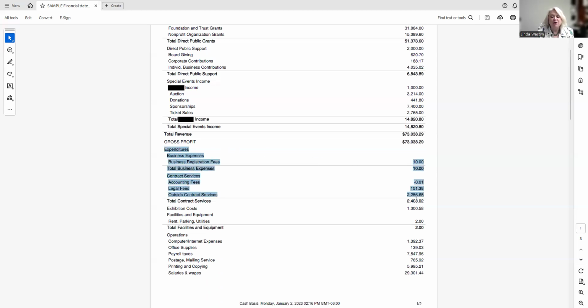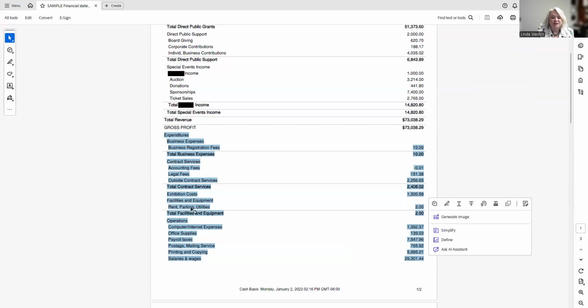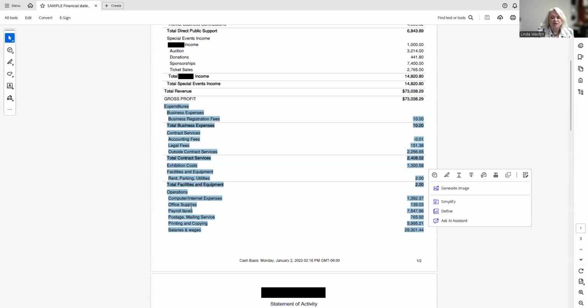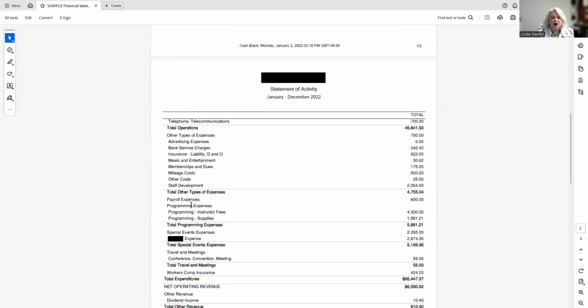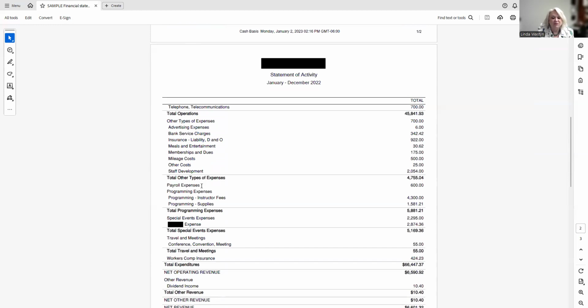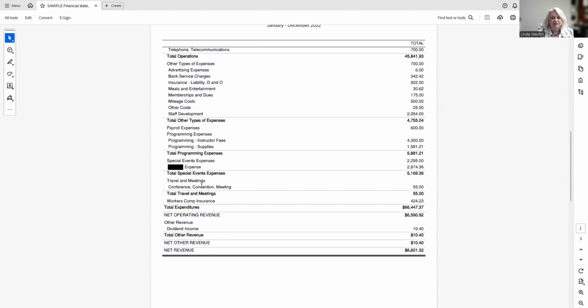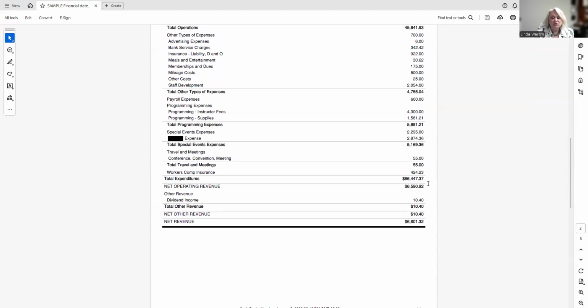expenditures. So how much did they spend? And you see, these are all the pieces that talk about what kind of business expenses, what contracts they have. This one did some exhibits, so how much that cost, what their operations are, and then on down the line for other types of expenses, personnel costs, special events, etc. So you see here at the bottom, their total expenditures were $66,000 for this year. And you can then see how they spent that money.